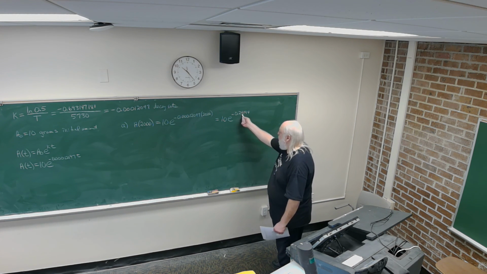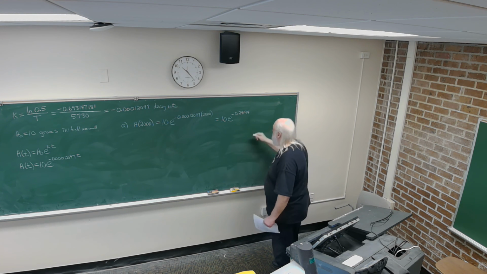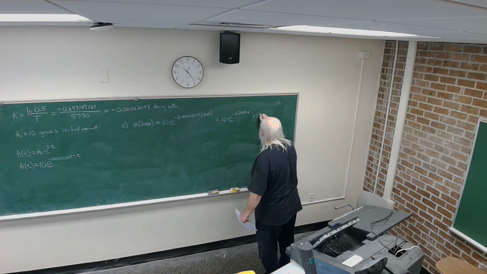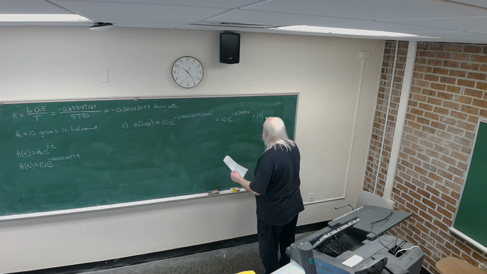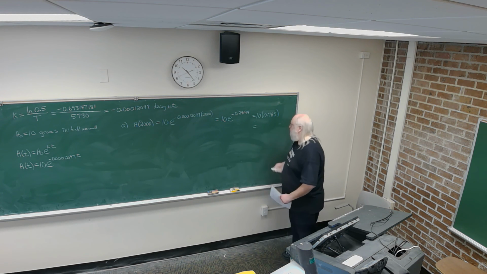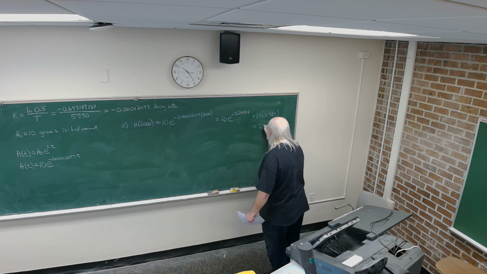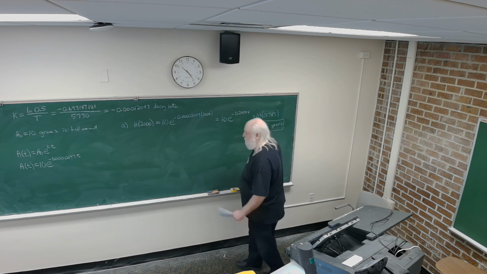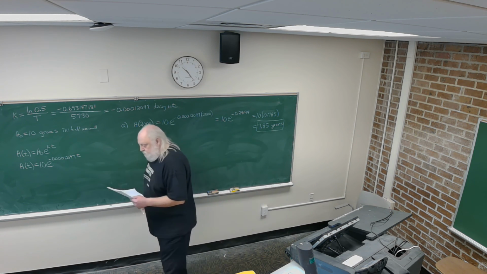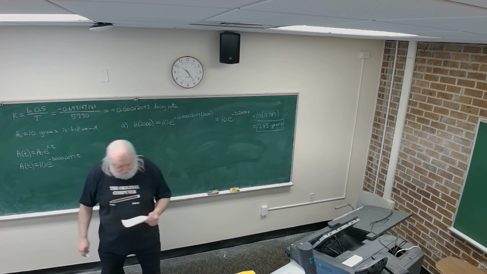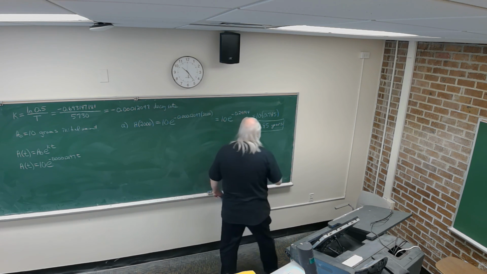So e raised to this number, using your calculator, is equal to 0.785. When you multiply 0.785 by 10, you get 7.85. Two decimal places. That's supposed to be grams.